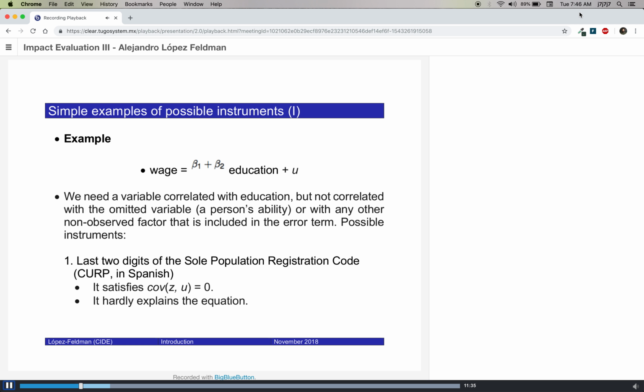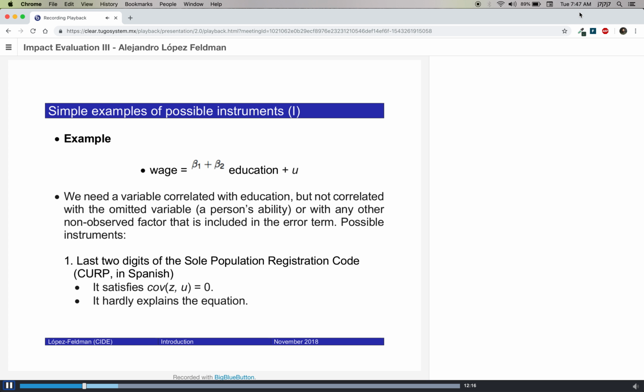So what we want to analyze here is whether this can be a good instrumental variable, and the way in which we have to analyze this question is by analyzing if both assumptions are met. So the last two digits of this number, of this sole population registration code. What do we need so that this can be a good instrumental variable? Well, they have to be related to education, and besides, they should have no relationship with the error, for instance, ability. And they should not have a direct effect on wage. So those are the characteristics.